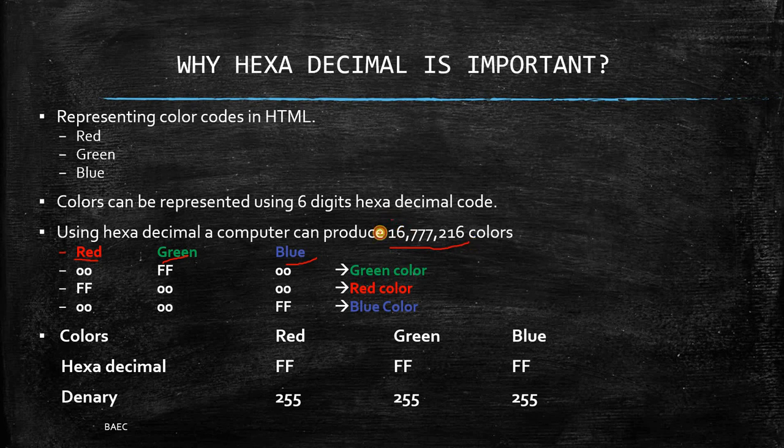Yeah, it is possible in a computer. There are 16 million plus colors we can make using only these three colors. But we have to mix them according to the combinations. Okay. The first example here shows only green color.